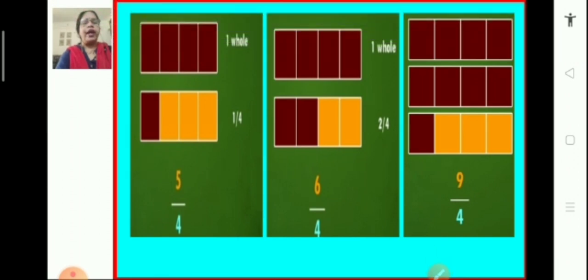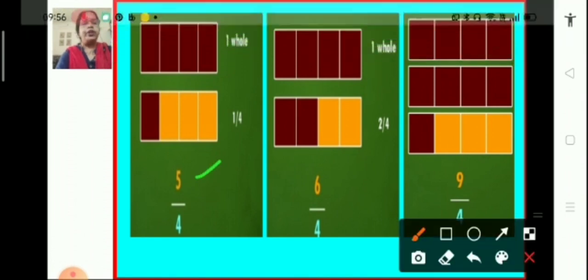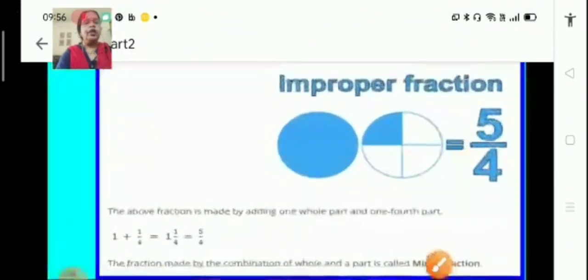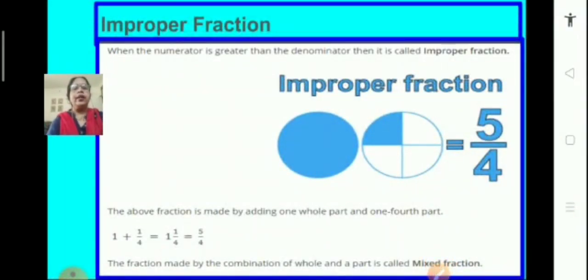So, here we have examples where the numerator is greater than the denominator in all the 3 examples. So, when we have the numerator greater than the denominator, then it is called an improper fraction.